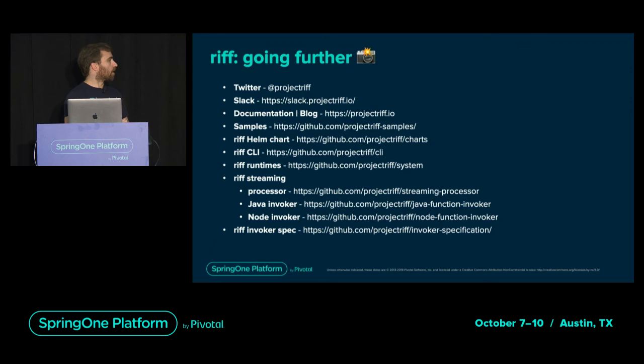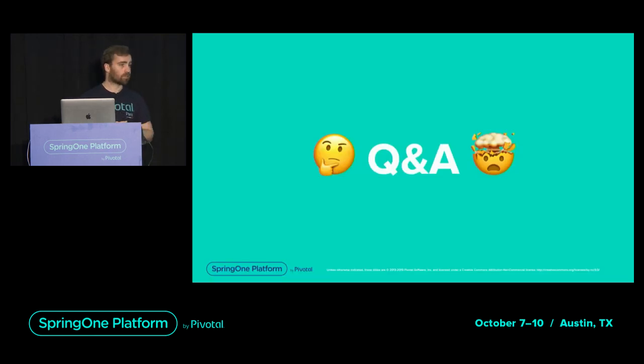And the CLI itself is also listed, and the Helm chart. So if you want to install a runtime or several runtimes, you can go through Helm. And there are a lot more. The samples as well, if you want to get some inspiration, depending on the language runtime you're interested in. And I think that's it. So if you have any questions, feel free to ask now.